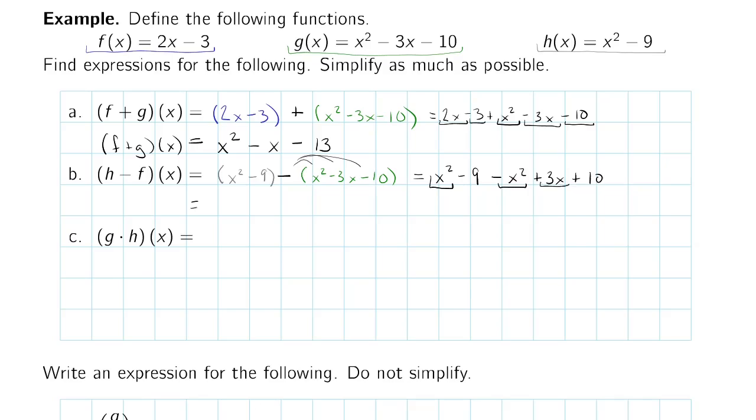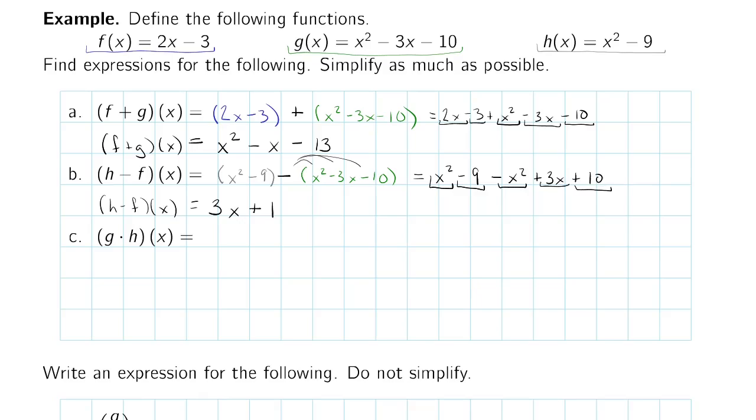I've got a 3x, that's my only x term, so I'll have a 3x here. And then I've got negative 9 plus 10. That works out to plus 1. My h minus f of x is just 3x plus 1. And it happened that the x squared terms canceled out.